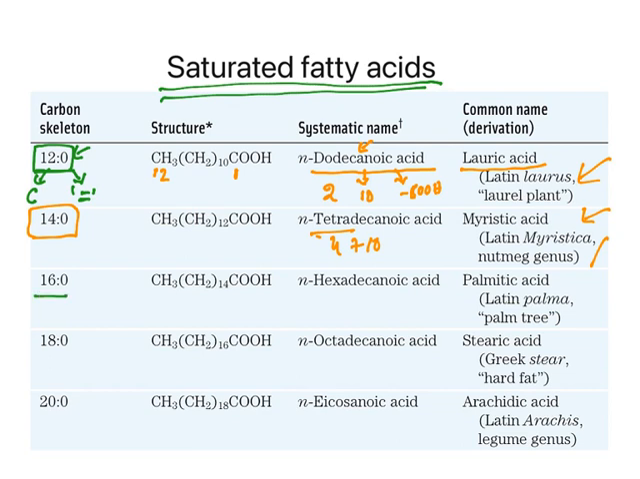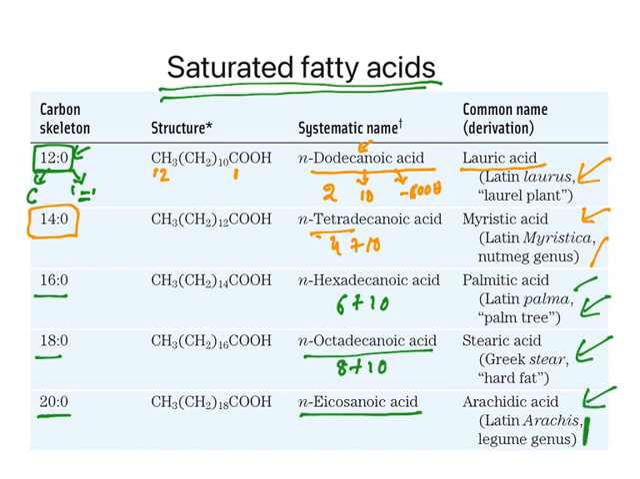It follows the same thing. 16 carbon without any double bond is palmitic acid. Hexa means 6 plus 10. It is obtained from palm tree, hence it is known as palmitic acid. 18 carbon, octadecanoic, 8 plus 10, 18, is known as stearic acid. In Greek, stear means hard fat. 20 carbon is known as eicosanoic acid, for example arachidic acid. Arachis, the groundnut, belongs to this genus, Arachis hypogaea.